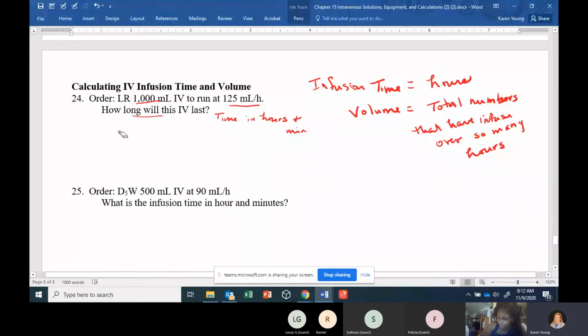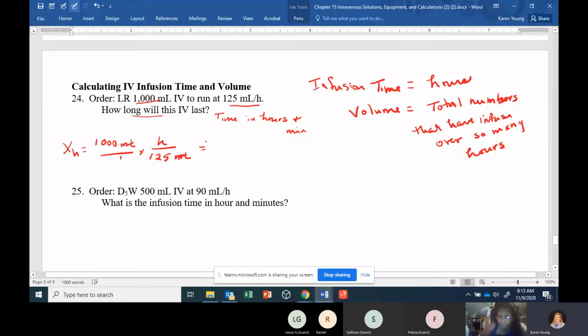All right, so I've got 1,000 milliliters, and I'm looking for hours. It's running at a rate of 125 milliliters per hour. So I'm looking for the number of hours it's going to run. We set it up similar to how we set up our flow rate, except this time it's our total number of milliliters times our rate. So the milliliters cancel.